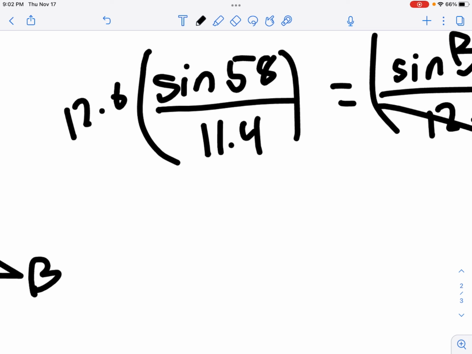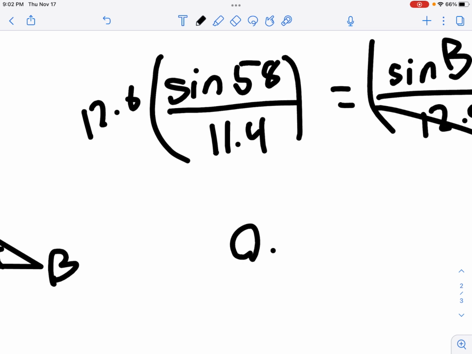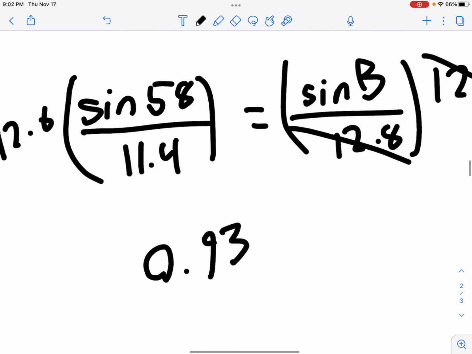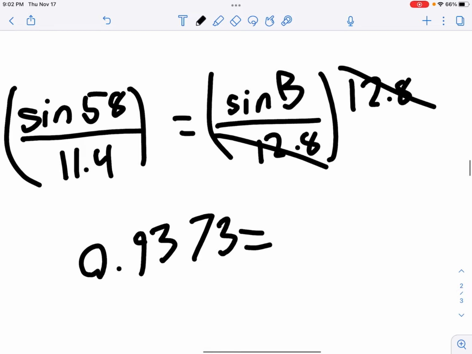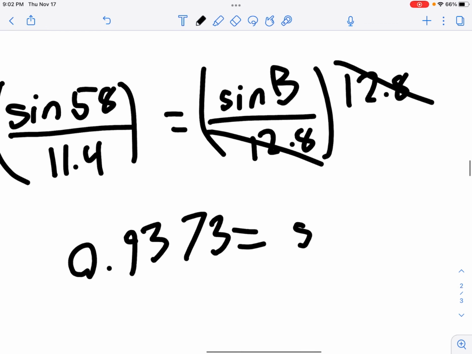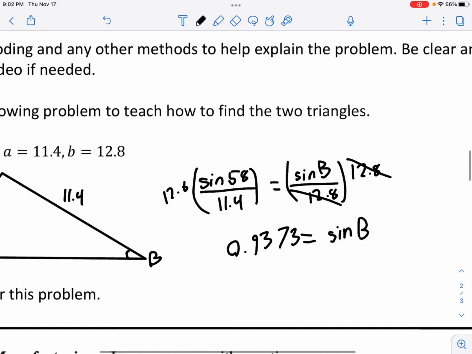It's going to equal 0.9373, equals sin B. And that's not our answer.